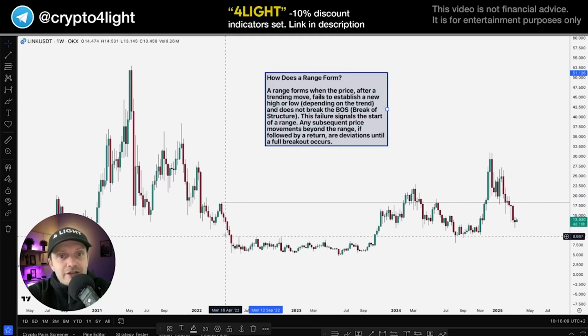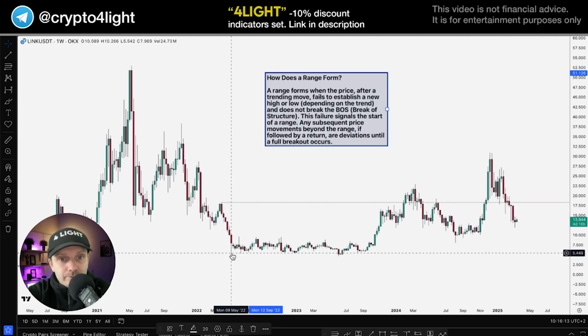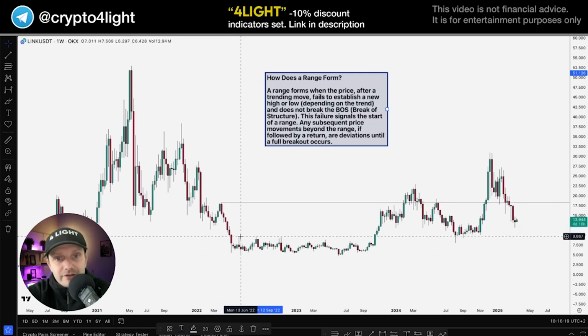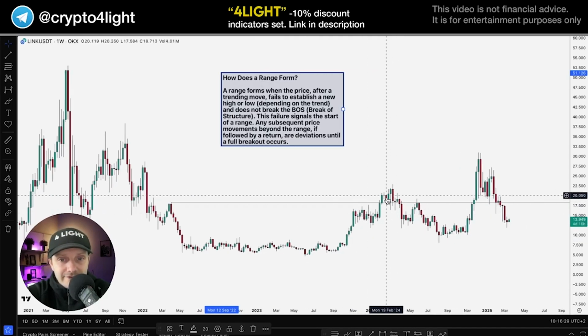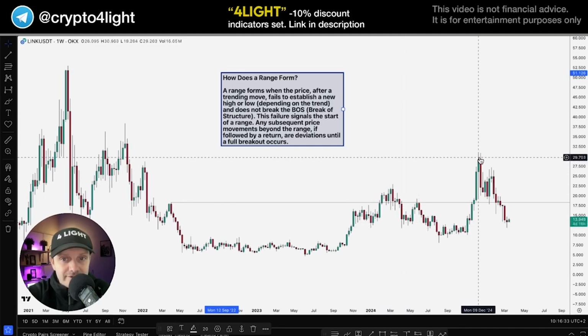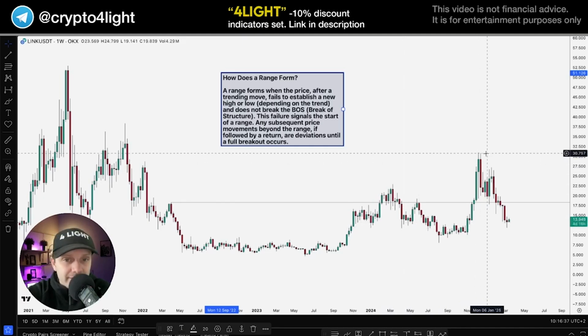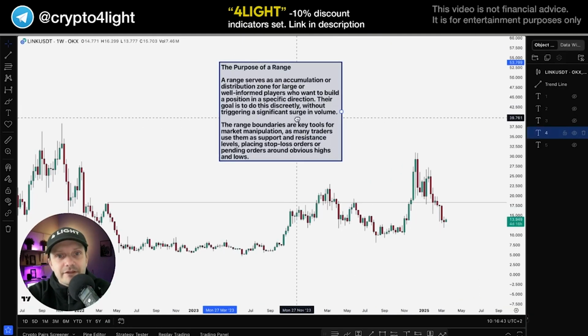It fails to establish a new high or low. So this was a high, this is a low, independent of the trend. It does not break the break of structure. This is a break of structure. This failure signals the start of the range. Any subsequent price movement beyond the range is followed by a return and deviation until the full breakout occurs. So this is a breakout, it drops down below, and this is another one, a lower high. And next, the purpose of the range.